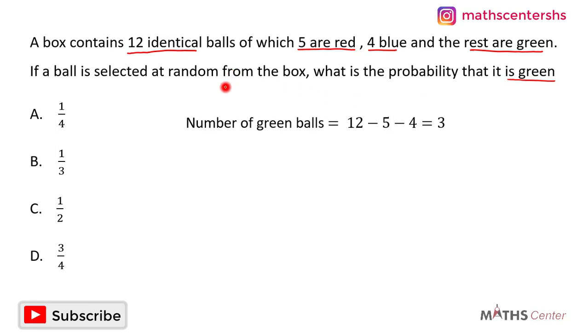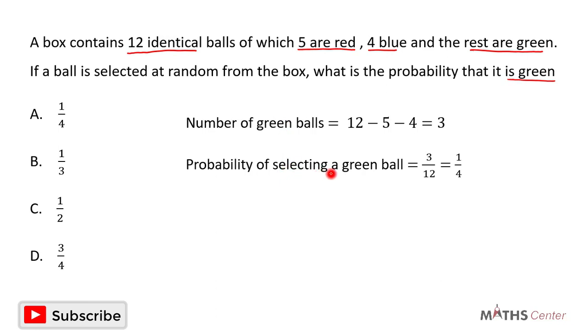The probability of selecting a green ball at random will be equal to the number of green balls in the box divided by the total number of balls. So the probability of selecting a green ball at random is equal to the number of green balls, which is 3, divided by the total number of balls, which is 12.